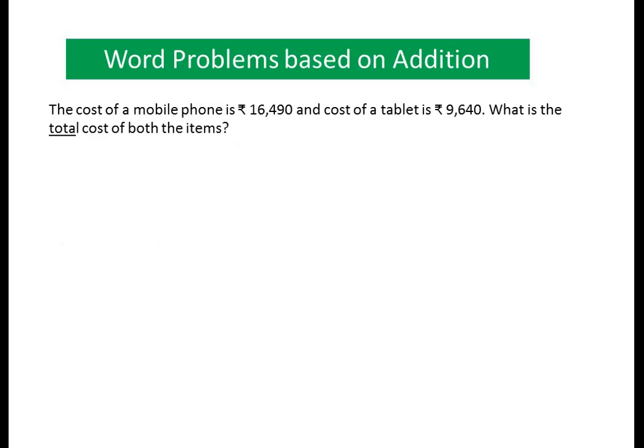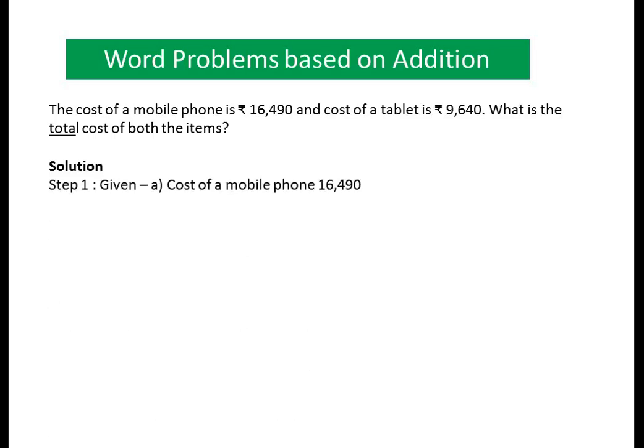Now let us study the next word problem. The cost of a mobile phone is rupees 16,490 and the cost of a tablet is rupees 9,640. What is the total cost of both the items? Total is the keyword to find out the cost of both the items. So, underline the keyword and start with the steps.